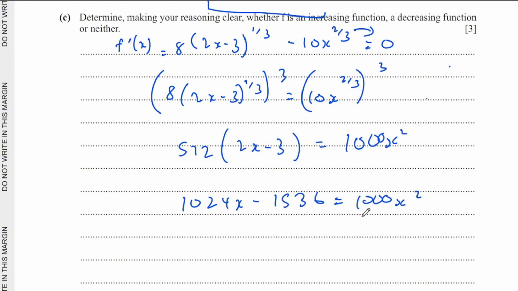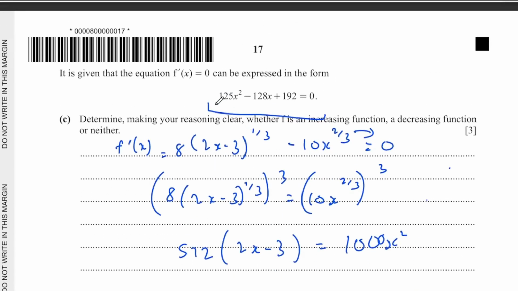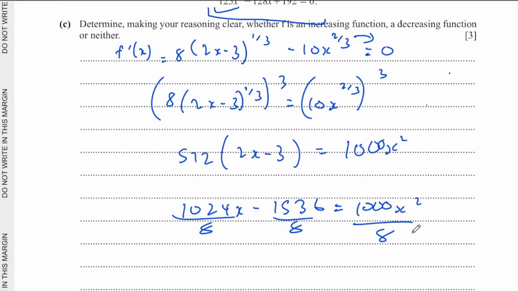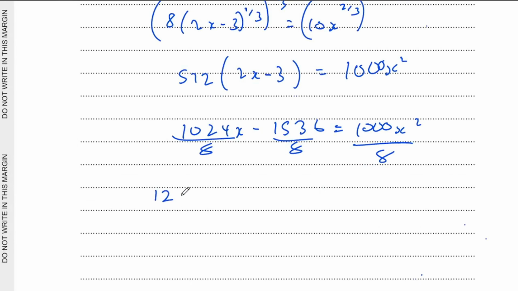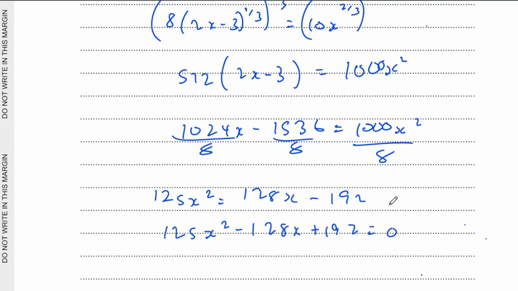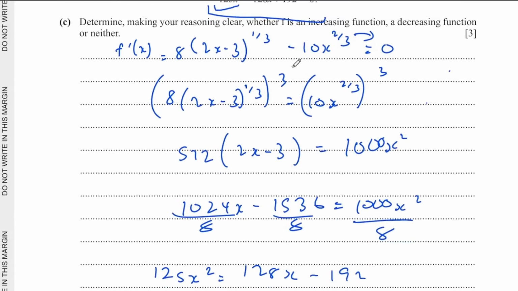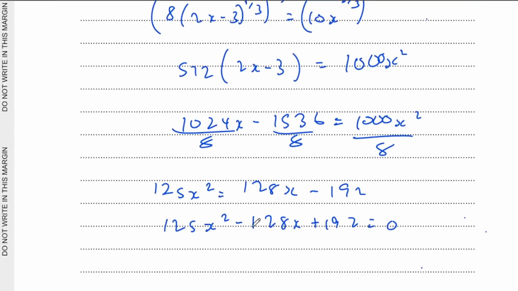And if we simplify this, divide by 8, divide by 8, divide by 8. Why do I know it's divided by 8? Because I just saw this 125x squared, and I have 1000x squared here, and to get 125 from 1000, I'll just divide by 8. This would give us 125x squared equals 1024 divided by 8, which is 128x, and 1536 divided by 8, which is 192. And if we rearrange this, 125x squared minus 128x plus 192 equals 0, which is what we had to find. So that's what we have already shown.